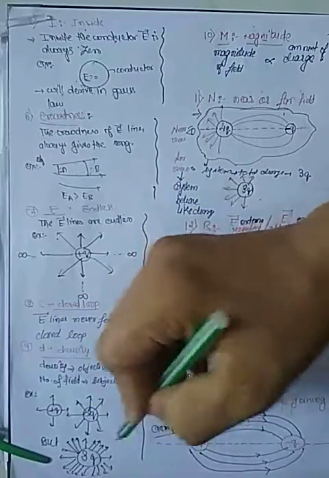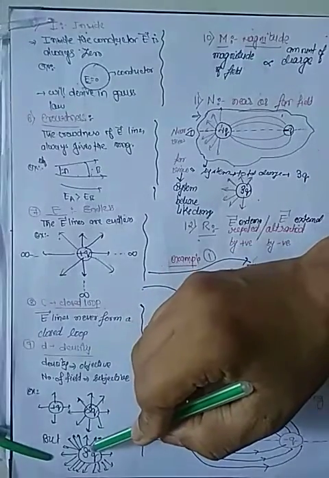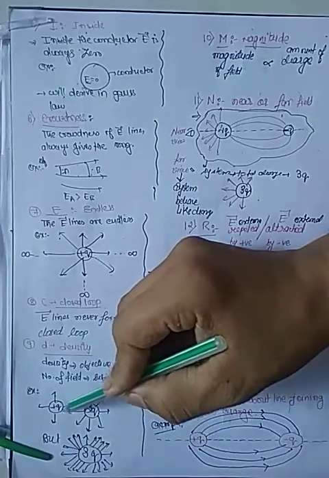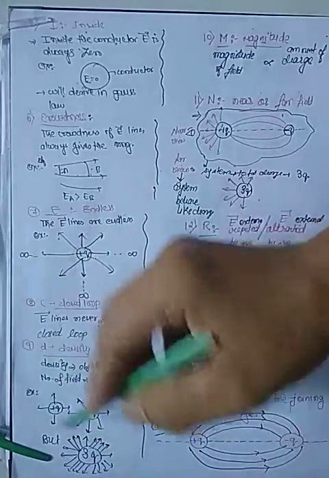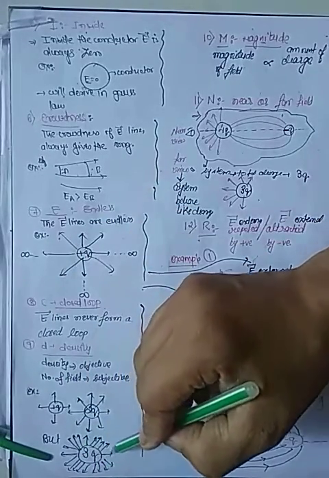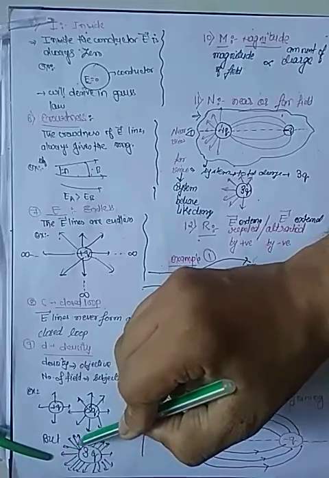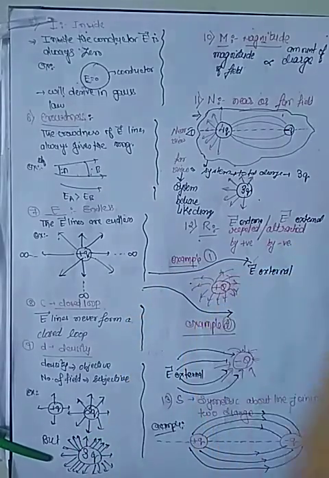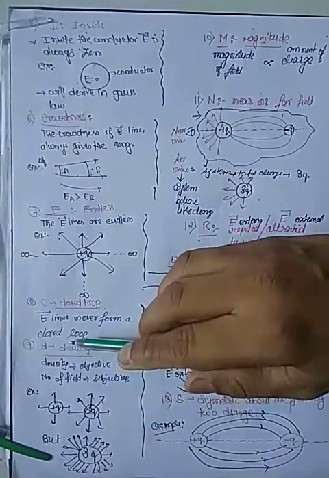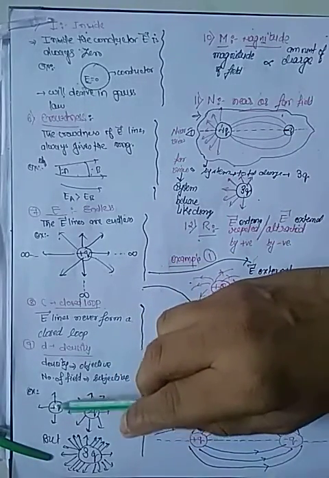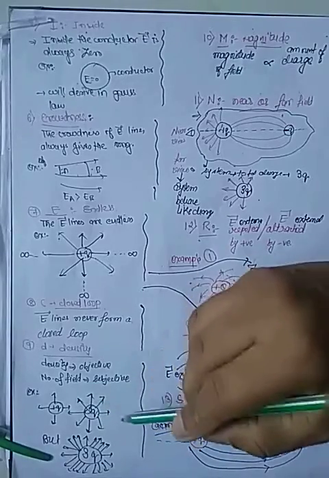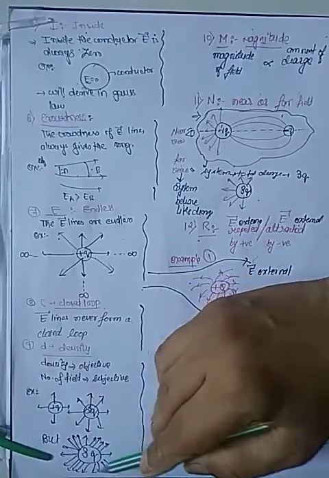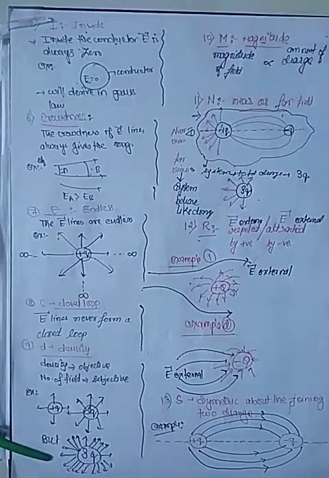Now maximum field lines are coming. Suppose I take 3 coulomb. As the charge value is increasing, the field is also increasing. This is the density of a field: the number of field lines coming out from the charge. What is the meaning of density? As the magnitude of a charge increases, the electric field lines coming from the charge also increase. So the density of this field is maximum.